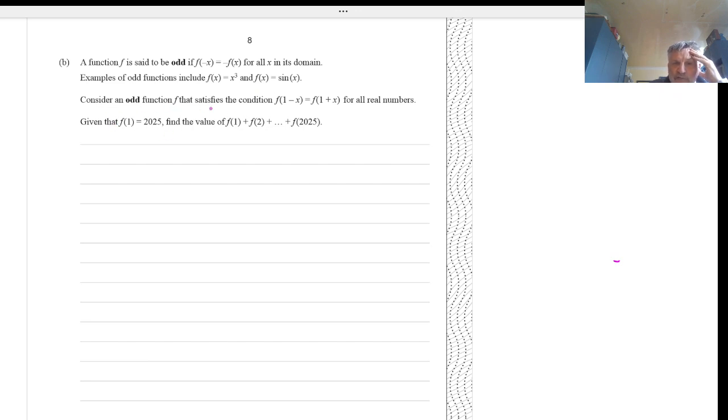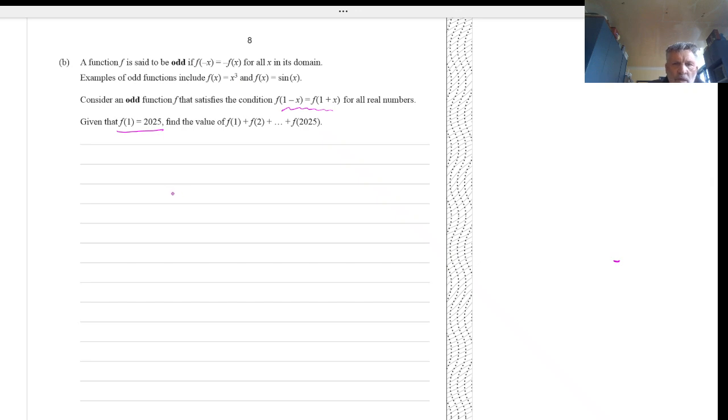Consider an odd function f that satisfies this additional property: f of 1 minus x is equal to f of 1 plus x for all real numbers. Given that f of 1 equals 2025, find the value of this. This looks formidable because we're having to add up 2025 different terms, so we've got to find a clever way to do that addition. We've got this relationship to work with and the fact that it's an odd function.